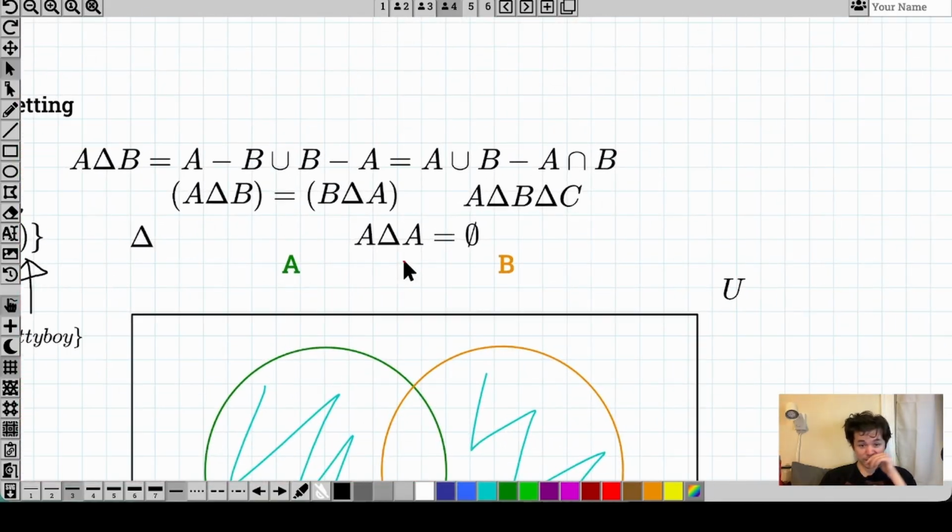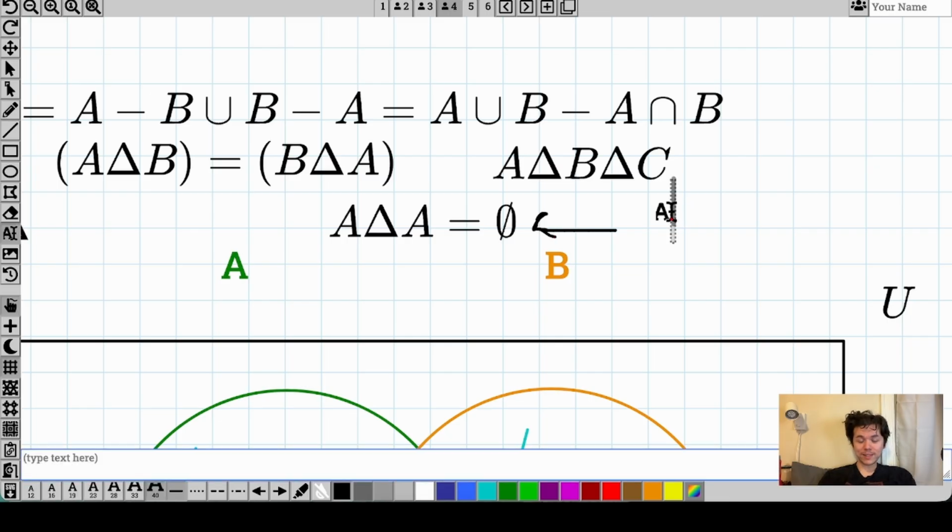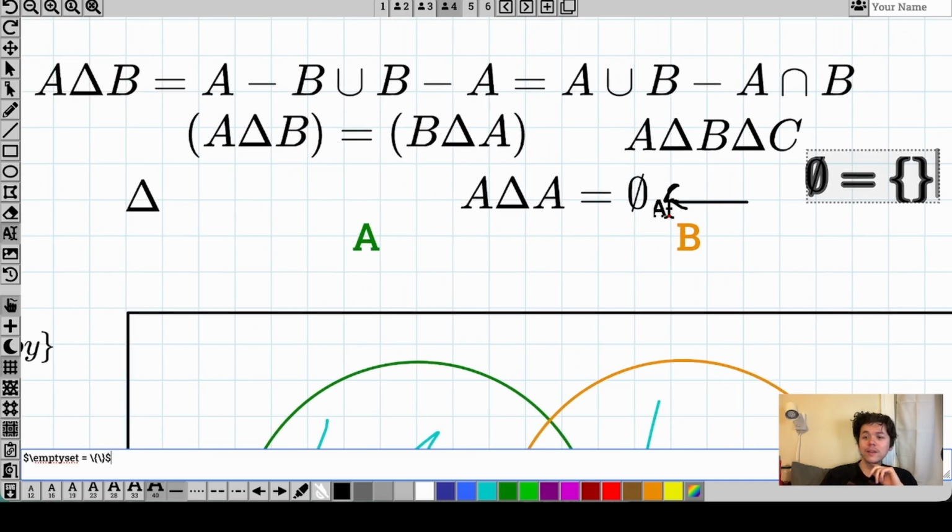There's this symbol, which is used for the empty set, also important to know, is the unique set in all mathematics that contains no elements. Empty set equals this. There's no elements in it. There's only one set with no elements, and if you take the symmetric difference of something with itself, you get the empty set.